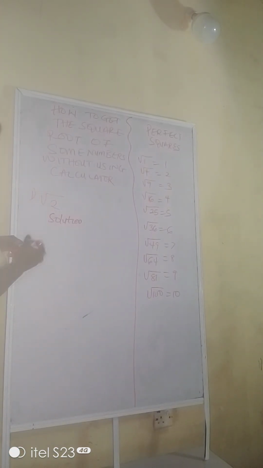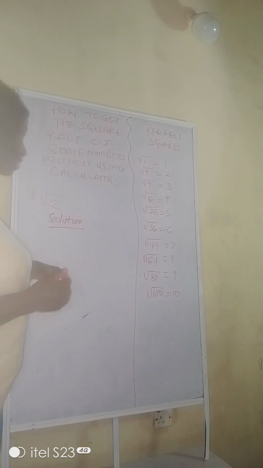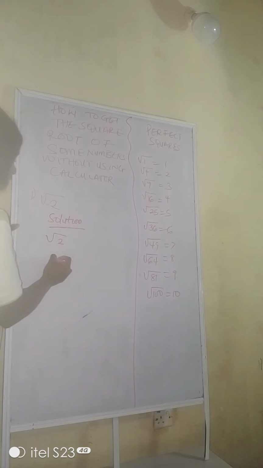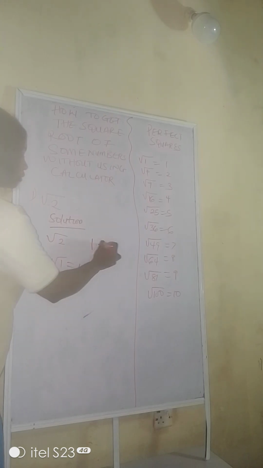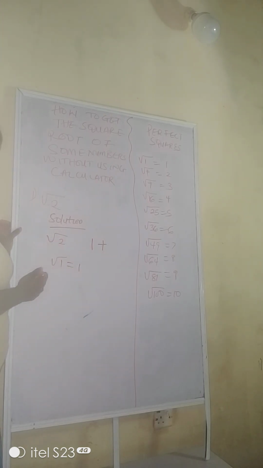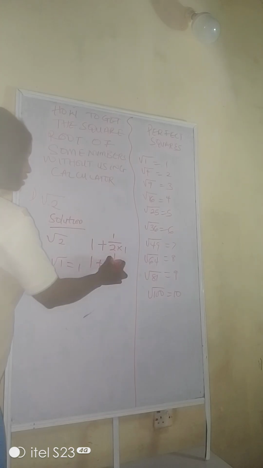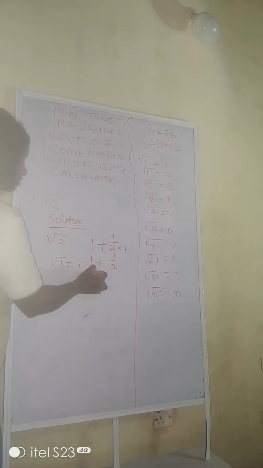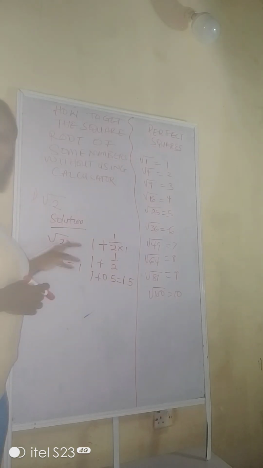So this is the square root of 2. Now, I've written some perfect squares here. What perfect square is closest to 2? Root 1, right? So root 1 is closest to 2, and root 1 will give us 1. Now that 1, we are going to write it here, plus 2 minus 1 gives us 1, over 2 times this 1. So that will be 1 plus 1 over 2. 1 over 2 will give us 0.5. That is 1 plus 0.5, and this is 1.5. Now the exact square root of 2 is 1.414.